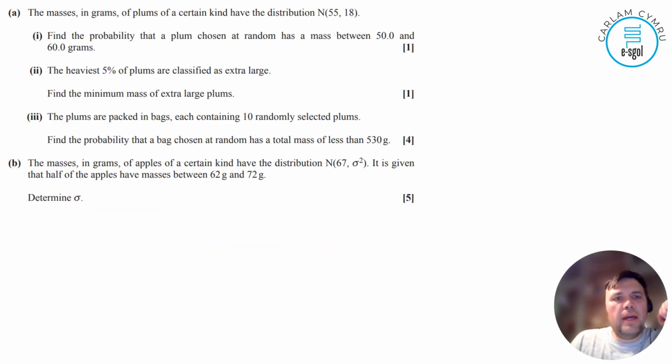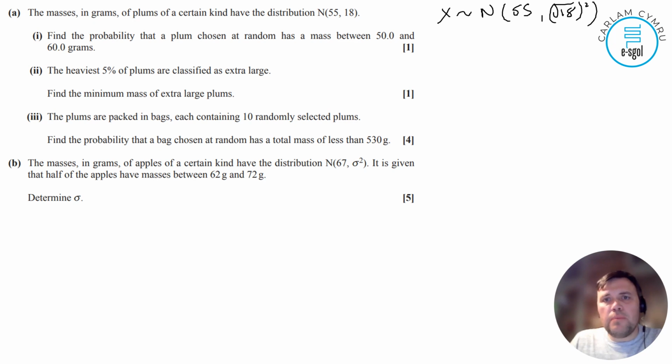Okay, so here we have the mass in grams of plums of a certain kind with the distribution N(55, 18). First thing for me, I would change that so that X belongs to a distribution of 55 and the square root of 18, squared. Just so that I'm aware, when I type it into the calculator, I'm putting root 18 in there for the standard deviation, because 18 is the variance at that point. I'm going to stop explaining all the different values in the calculator now. I'm just going to go through the questions. I think for the first one it was appropriate, but now it's just going to get tedious if you hear me saying lower value, upper value that you're going to be putting in.